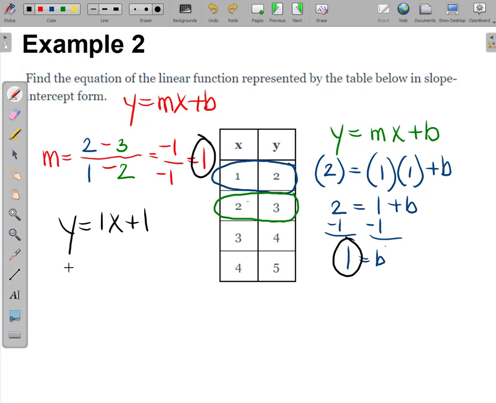So I'm going to leave that out and put y equals x plus 1, because I understand that I can put the number 1 in front and I can even make it a fraction by putting it 1 over 1. So there's example 2.